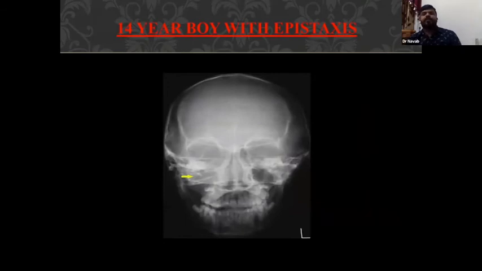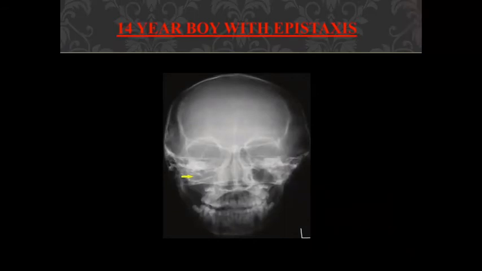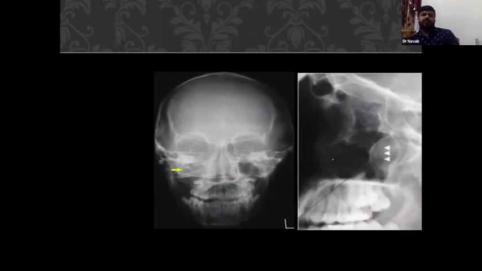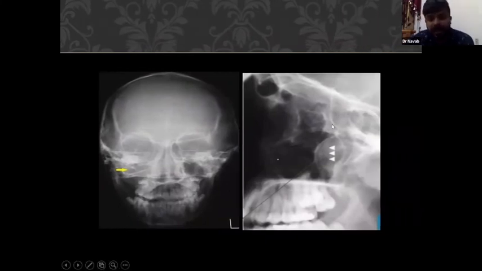Okay, so next case we will go. A 14-year-old boy presented with epistaxis. So what are you seeing in this view? In this view, the maxillary sinus on the right side appears opacified. Okay, so what is this? Can you see this lateral view? It is not much clear.